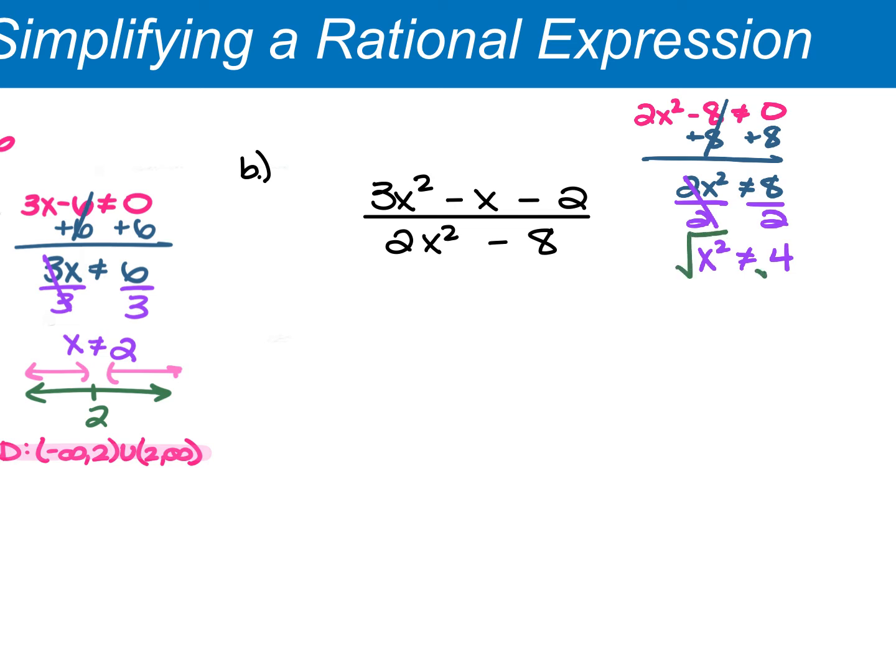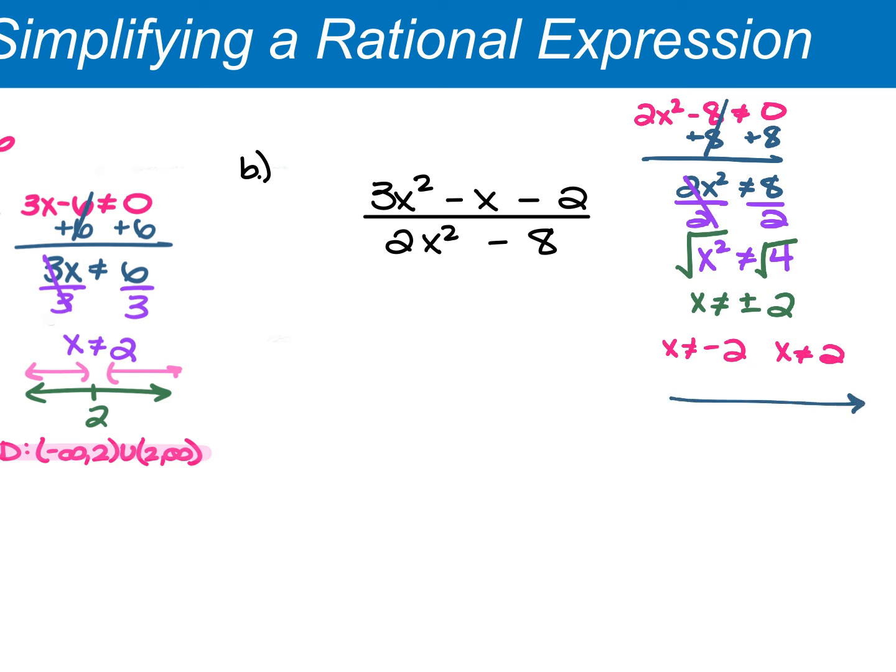If you take the square root of both sides in an equation, what do you have to include in your answer? Plus or minus. So x cannot equal plus or minus 2. This means that you can't have negative 2 as x. You can't have positive 2 for x. So that's two different numbers here.